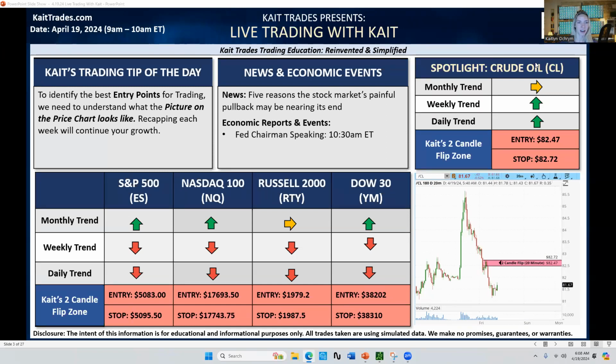So excited about that. Our spotlight trade is going to be crude oil. Entry price 82.47. Stop price 82.72. Based on our 2-candle flip that I found on the 20-minute time frame.